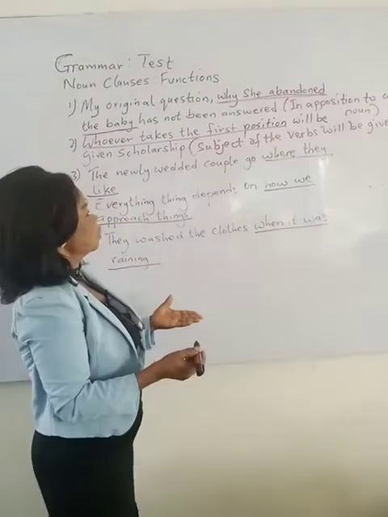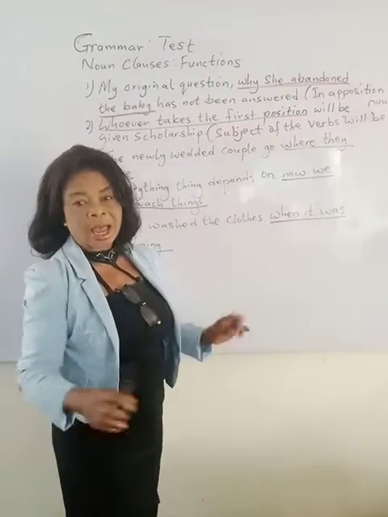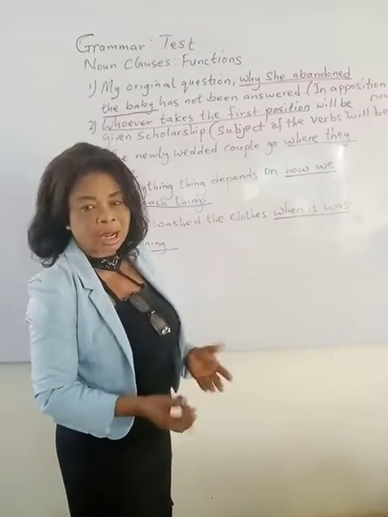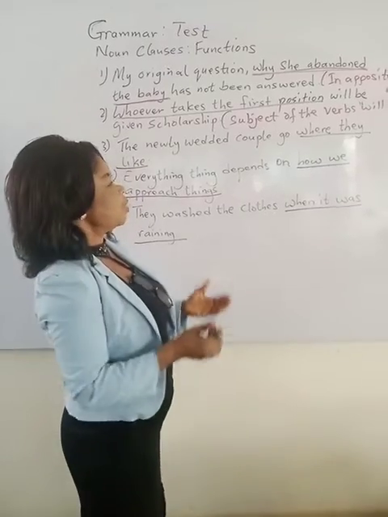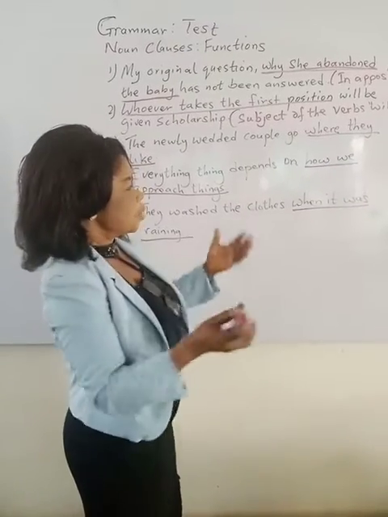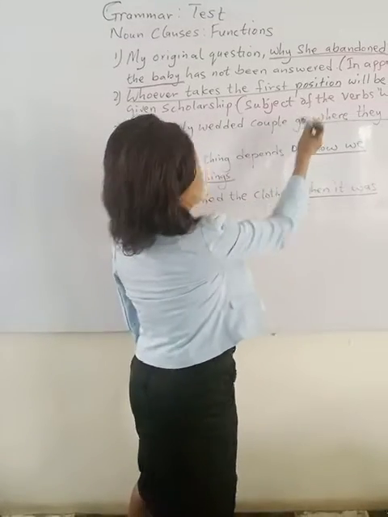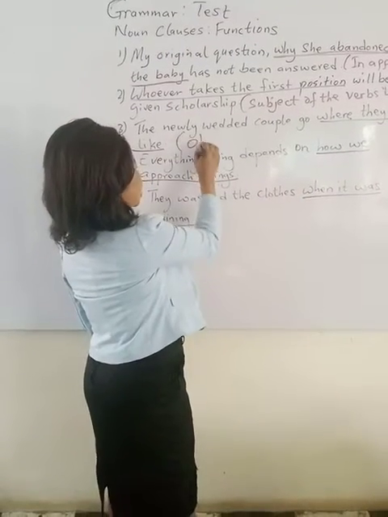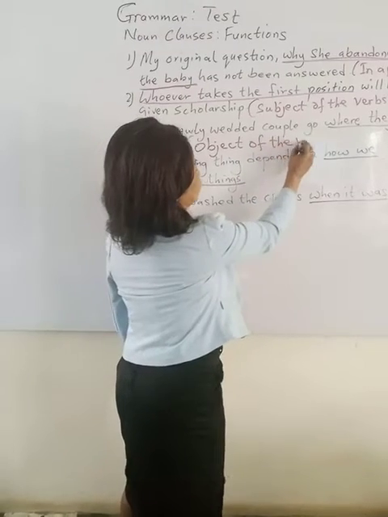Now these 3 verbs must be carried. Will is an auxiliary verb. Be is an auxiliary verb. Then given is a lexical verb. And this given, the lexical verb, cannot function without the auxiliary verbs. The third one, the newly wedded couple get where they like. Where they like comes immediately after the verb get. Therefore, it functions as object of the verb get.